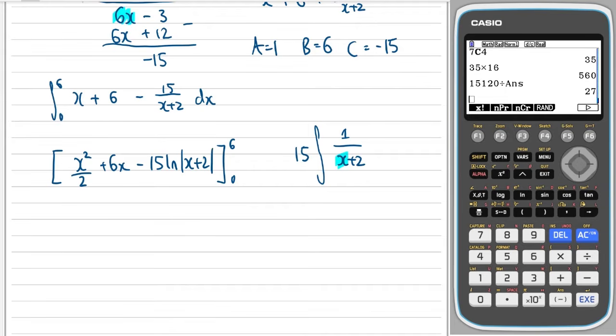Substituting in 6 now is going to give me 36 over 2 plus 36 minus 15 ln 8. And then when we subtract 0, the x terms will be 0, and I will have minus 15 ln of 2.